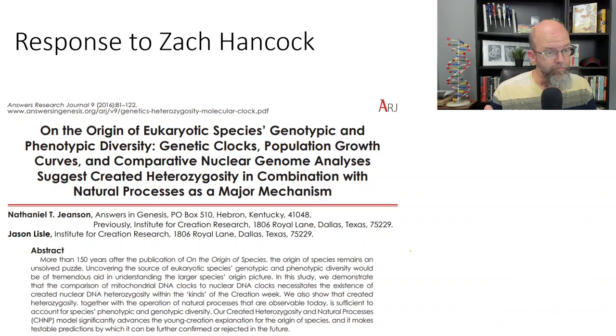A major mechanism for what? For the origin of eukaryotic species. You see, young earth creationists have a speciation problem, as I'll call it. How to explain the diversity and origins of diversity, since God simply didn't create every single individual species or each individual that's alive on Earth. He created different kinds that young Earth creationists believe have exploded and turned into many, many different species or evolved into many different varieties. How does that occur?